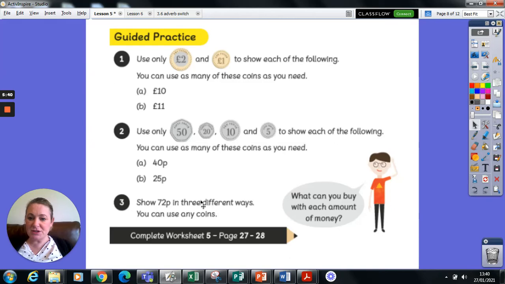Finally, show 72p in 3 different ways. You can use any coins. Have a little think as well, a real life application here. With all of these amounts of monies, what do you reckon you could buy with them? Pause now and work on your guided practice, and I'll work through some solutions next.